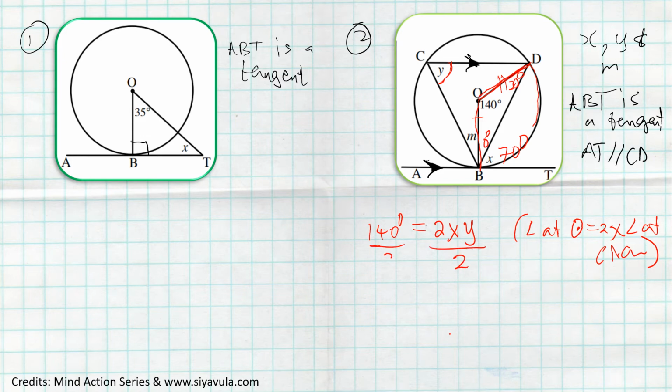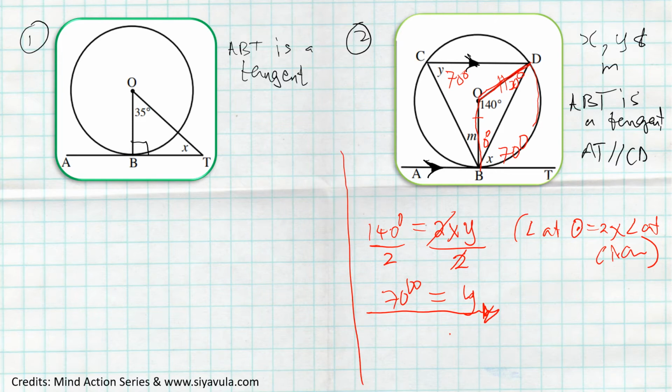Then we can divide both sides by 2. Then we solve for y. Our y will be equal to 140 divided by 2, which is the same as 70 degrees. Okay, so that will be 70 degrees. All right, let's now lastly go and solve for m.